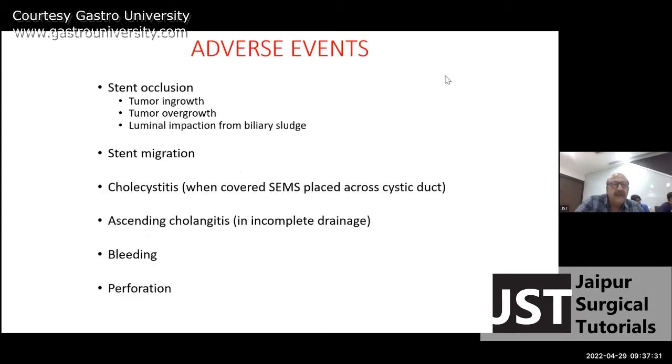Adverse events, again, are similar to those with other stents. There can be stent occlusion because of ingrowth, overgrowth, and luminal impaction because of biliary sludge. In these patients, you can push in a stent in a stent, a metal stent in a metal stent, or you can push in a plastic stent. Stent migration occurs, so you can re-stent these patients. Cholecystitis can occur with a fully covered stent across the cystic duct. So normally we decide the length of the stent according to the cystic duct insertion. Ascending cholangitis can happen if there is incomplete drainage. Bleeding and perforation also can happen.